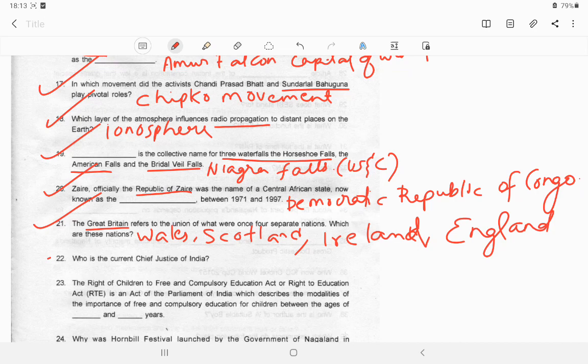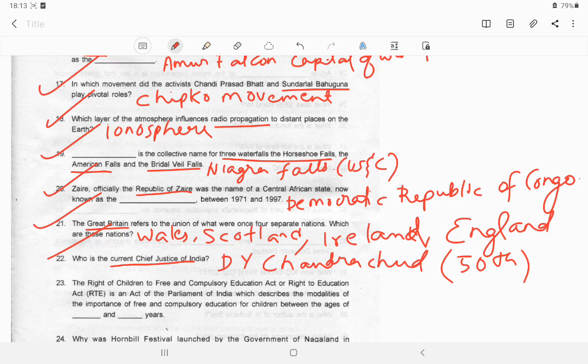The current Chief Justice of India, I have already explained to you, is Justice D.Y. Chandrachud, India's 50th Chief Justice, appointed by the President.